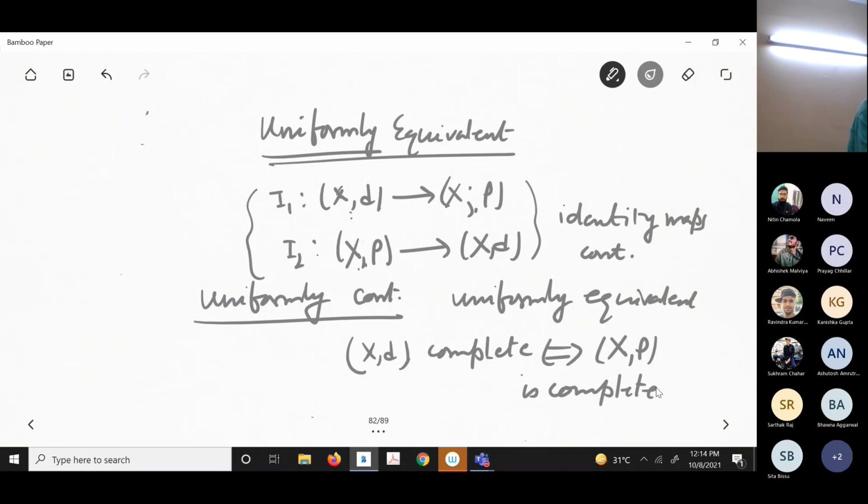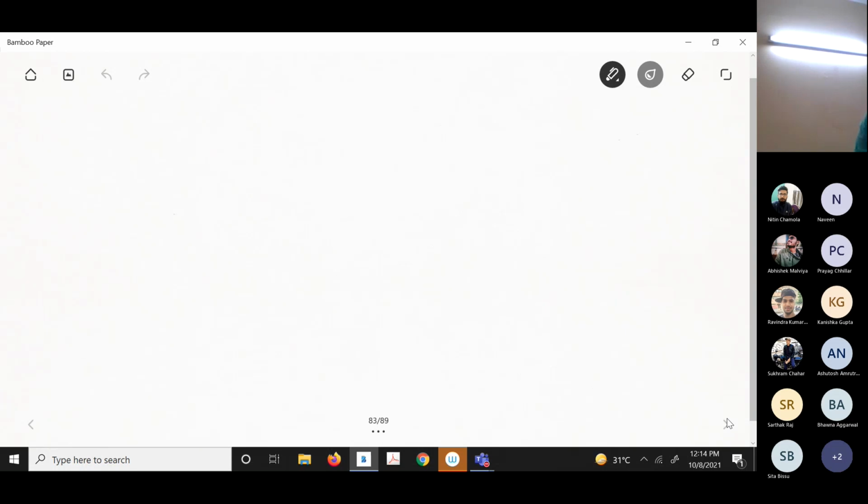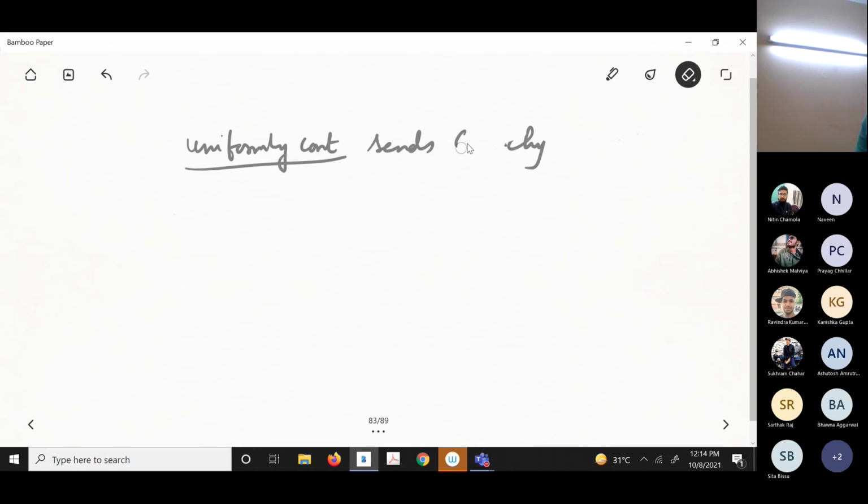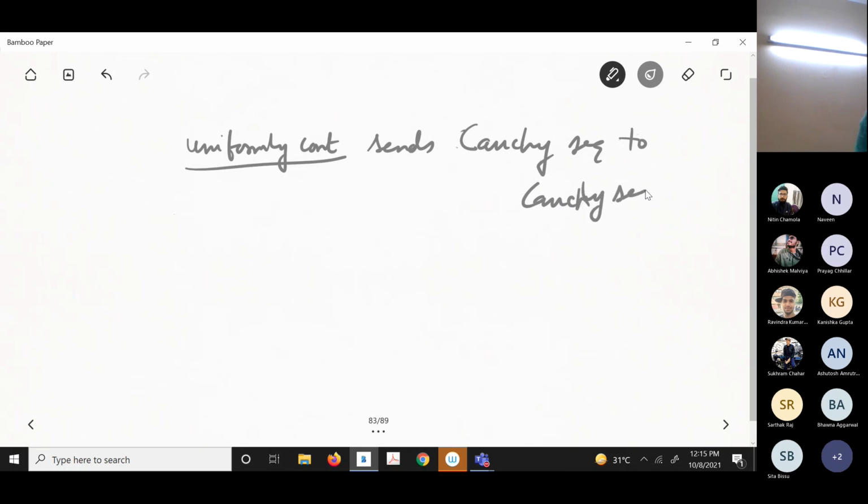I have given an exercise. I have proved that before, and so you can see that uniformly continuous functions send Cauchy sequences to Cauchy sequences. But the converse need not be true. But you can prove this, that is the exercise, the last exercise I have given.